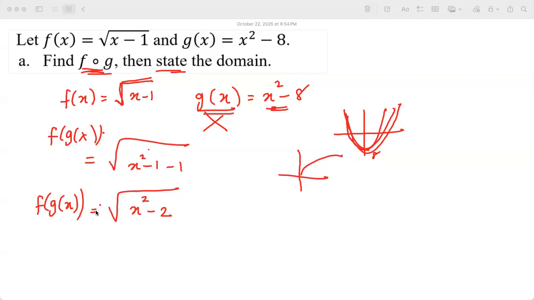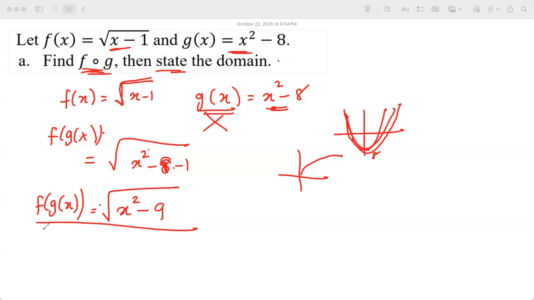Miss Priya, did I make a mistake? Doesn't f of x have a restriction? One second, ma, I think I did it incorrectly. It was supposed to be x squared minus 9. I need to substitute, right? Instead of this x, I have to substitute x squared minus 8 minus 1. So that becomes x squared minus 9.